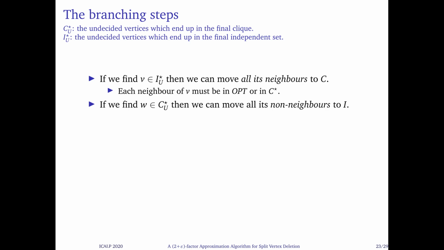Now, if we find a vertex V in I star U, note that we can move all its neighbors to set C. This is because vertex V belongs to the final independent set, of which I star U is a subset, so we know that every neighbor of this vertex V must be either in the final clique or must be deleted as part of opt. So we can move all neighbors of the vertex V to the set C. Similarly, if we find a vertex W in C star U, then we can move all its non-neighbors to the set I.